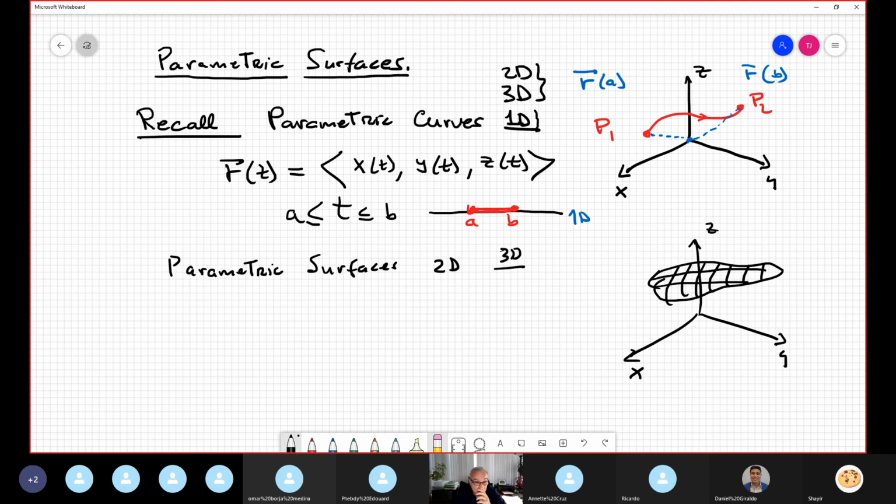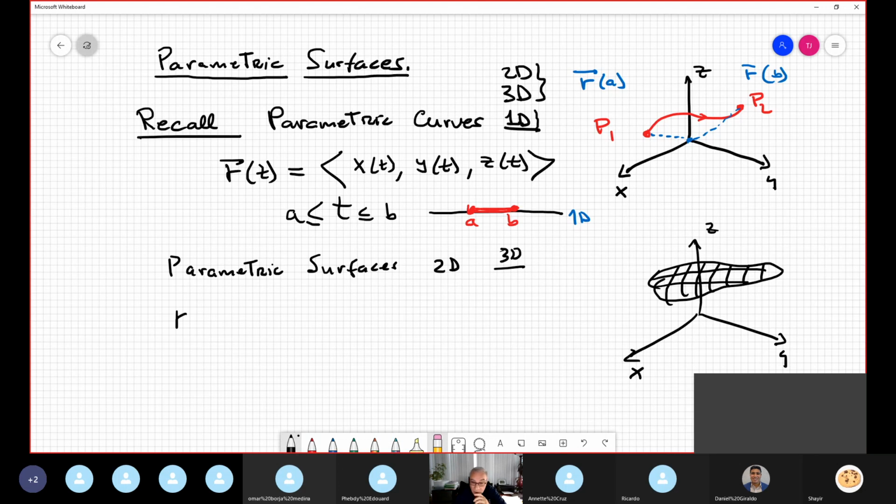Now you define again one famous vector-valued function.